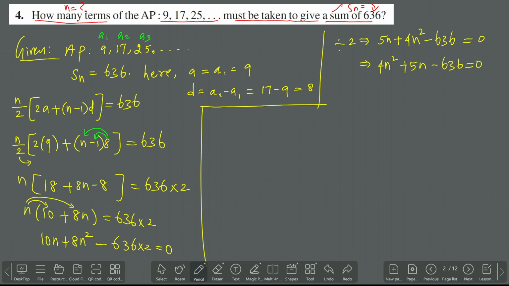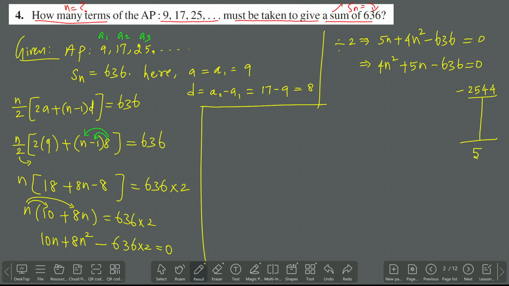Understand? Now we have to multiply. 4 into 636. What is the number 4 into 636? 6, 4s are 24, remaining 2. 12 plus 2, 14, remaining 1 again. 24 plus 1, 25. Minus. Is it okay? Minus 2544. Am I right?